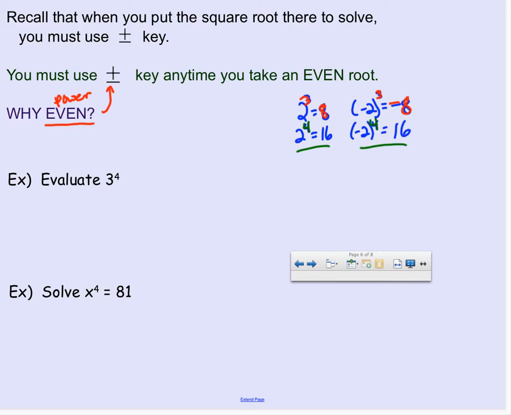So let's do another example. This one says evaluate 3 to the 4th. So use your chart. What is 3 to the 4th? Is 3 to the 4th 81? Okay. Now if that's true, that 3 to the 4th is 81, let's do the next example.